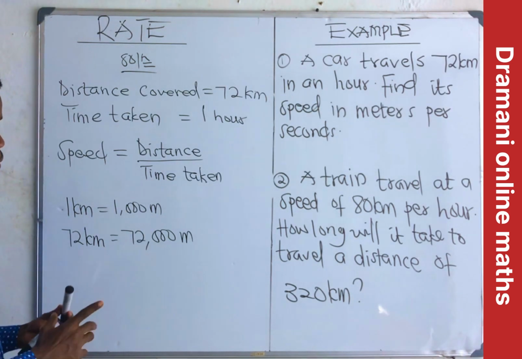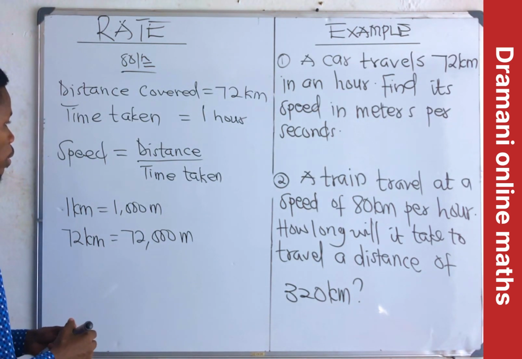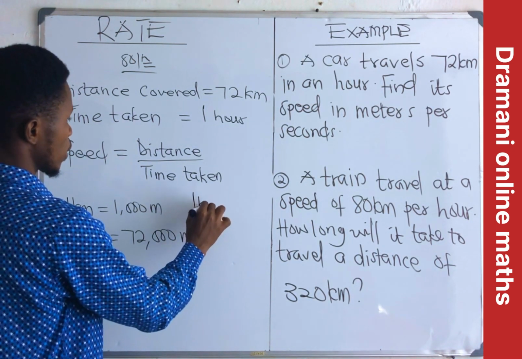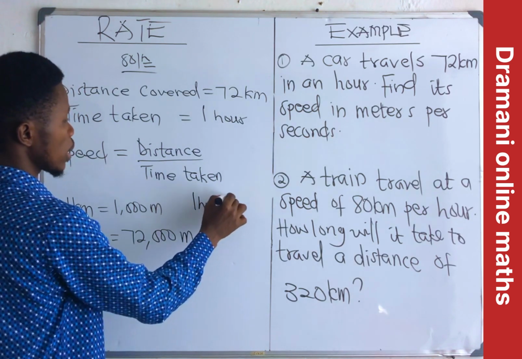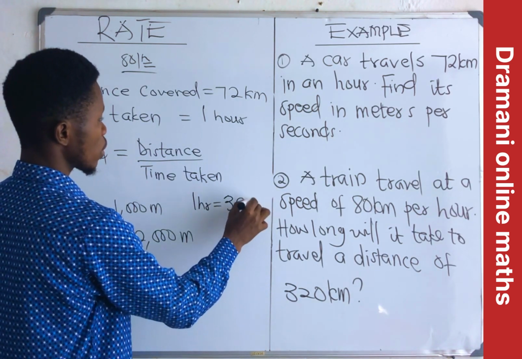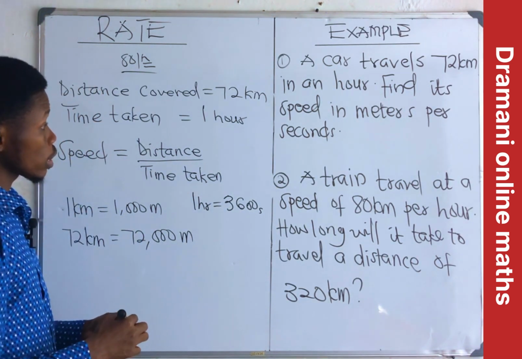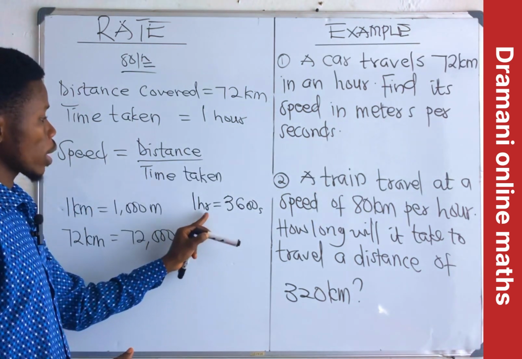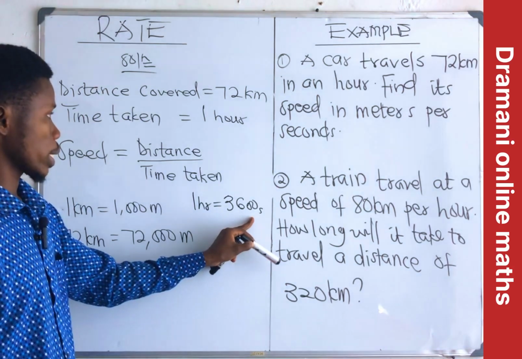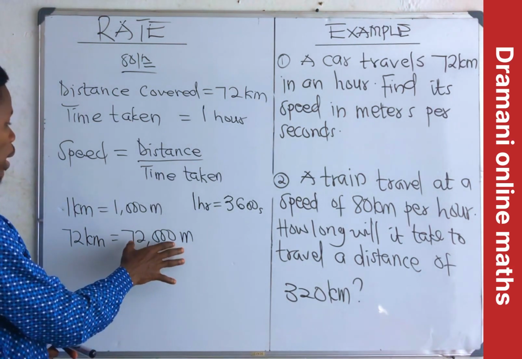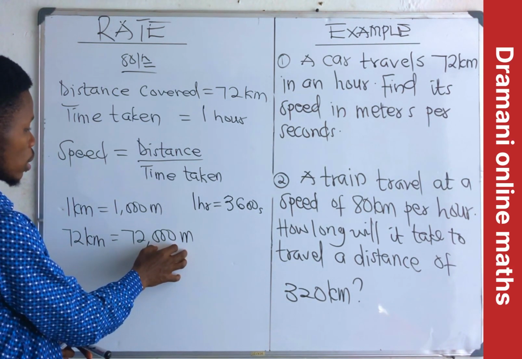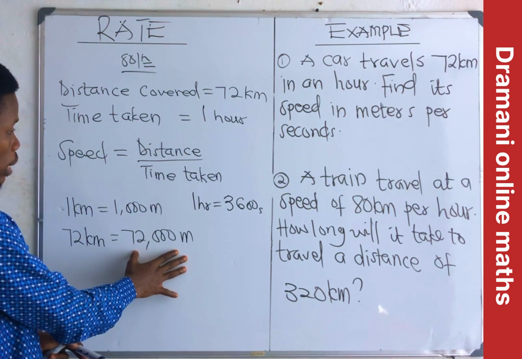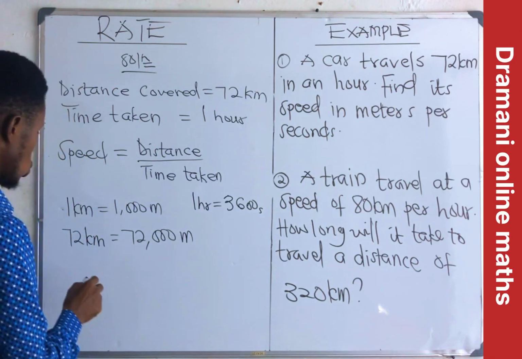Now, let's also look at the time. We know that every 1 hour gives us 3,600 seconds. I'm converting it to seconds because we want it in seconds. So every 1 hour is 3,600 seconds. So we are going to replace the distance with 72,000 meters here. This is our distance, and this is our time.